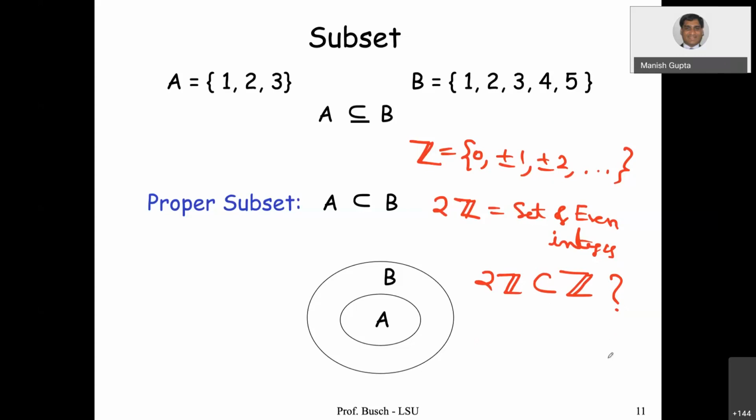That means, can we say that the number of elements in Z and 2Z is the same? So I'm going to confuse you now. Can we say that the number of elements in Z and 2Z is the same? No, sir, because odd integers do not belong to 2Z. But it is belonging to Z. So this is a question, again a tricky problem for you.